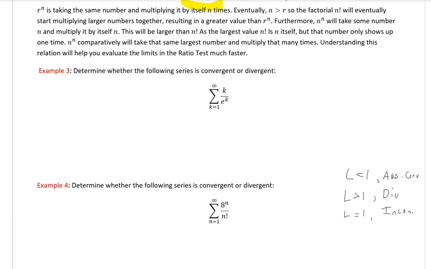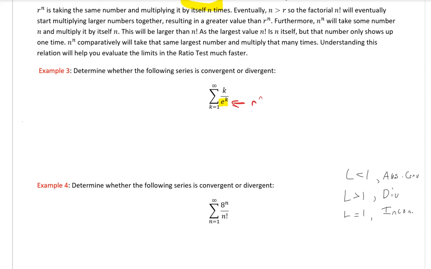All right. So for example 3, for determining convergence or divergence, we have k divided by e to the k. Notice the denominator here, e to the k, this is an r to the n situation. This is some solid value e taken to an increasing power dependent on the series value. This is going to be our key of saying, okay, maybe the ratio test would be interesting.